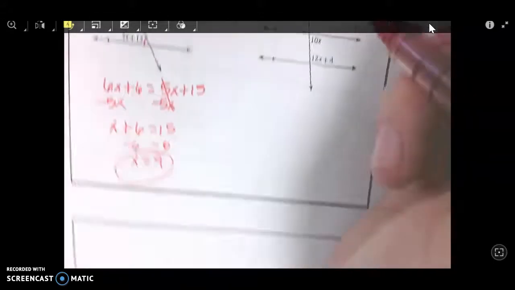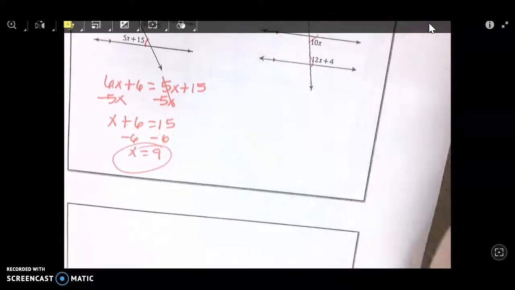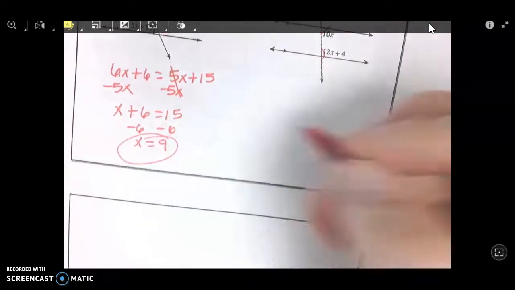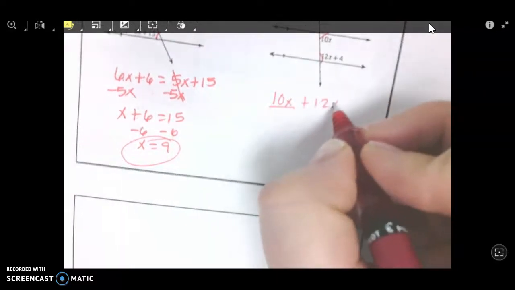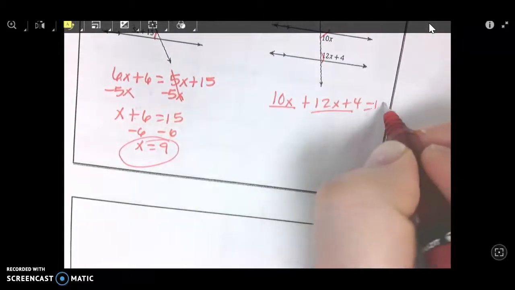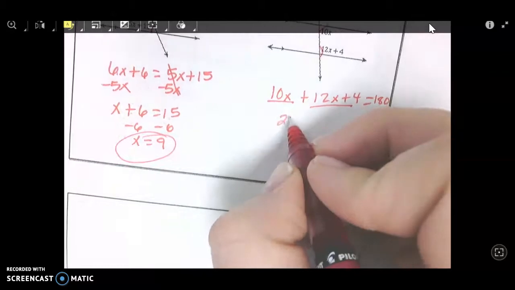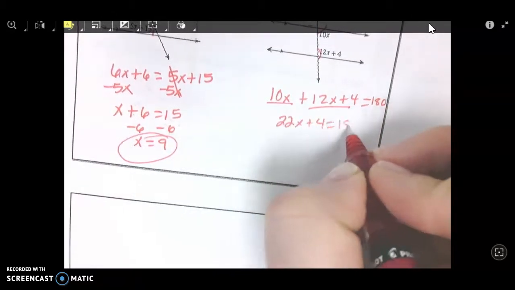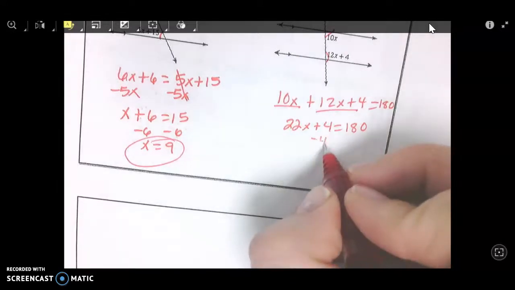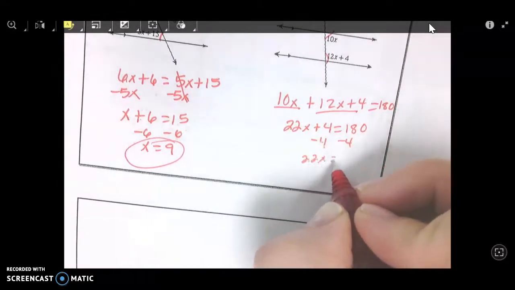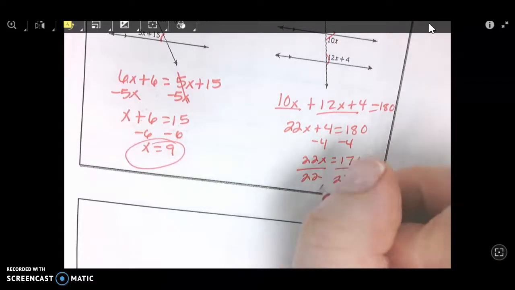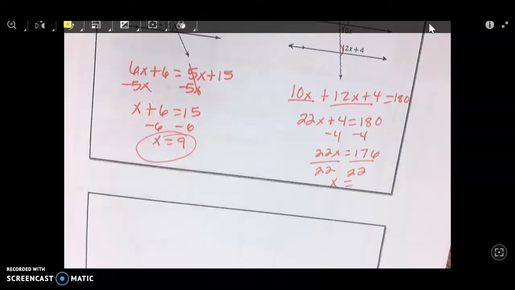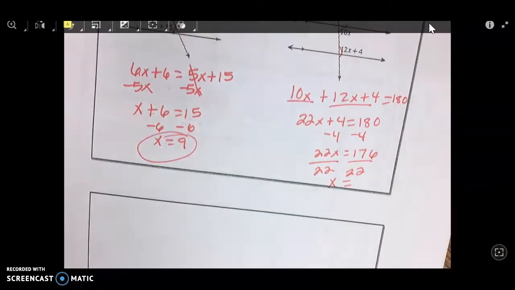All right, number 2, these angles are same side or consecutive interior, and those are going to add to 180. So we're going to say 10x and 12x plus 4 added together equal 180. Combine like terms, you get 22x plus 4 equals 180. Subtract 4, you get 22x equals 176. Divide by 22, divide by 22. x is, hold on, 8.